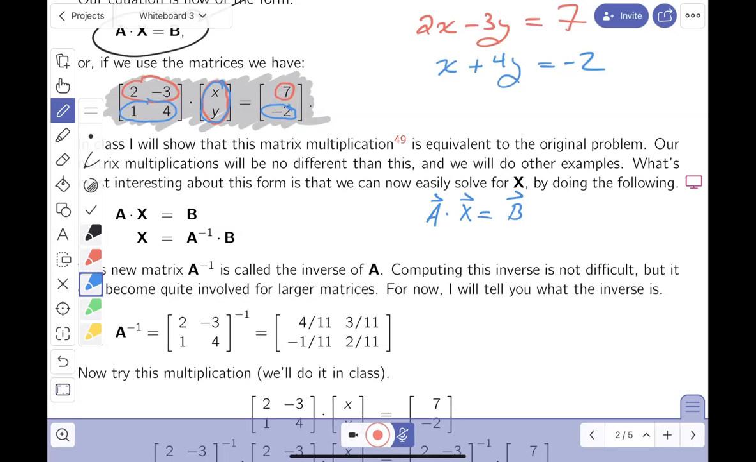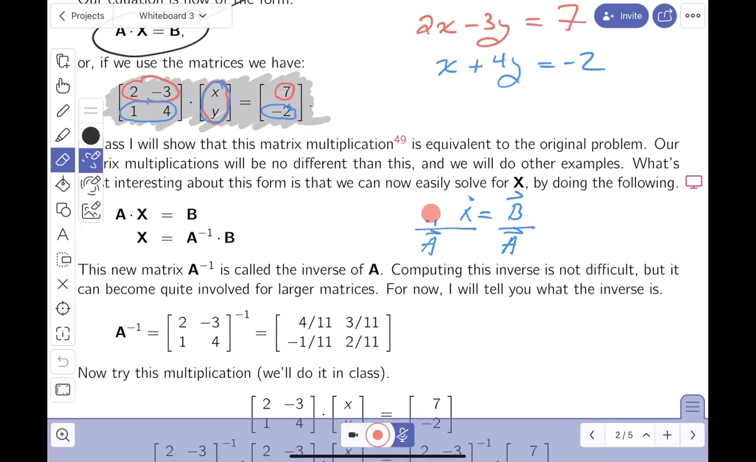Now, if someone said solve for the variable X, most people would say, oh, just divide by the matrix A. There's a problem. We have no division. We can't do that. I've got to erase that. That's crazy. There's no matrix division. Let's erase this.